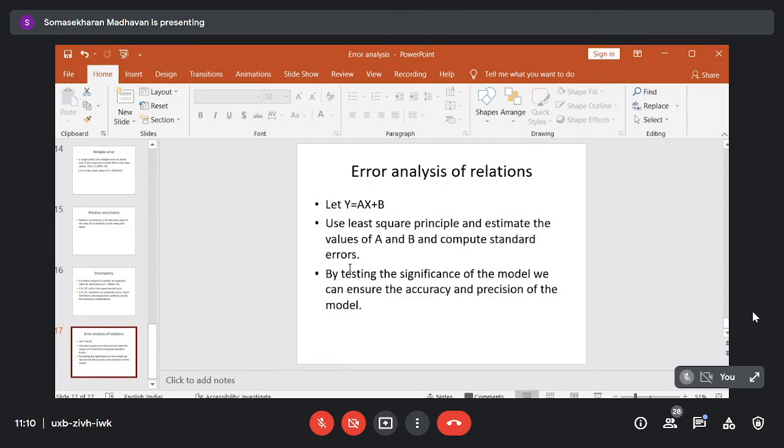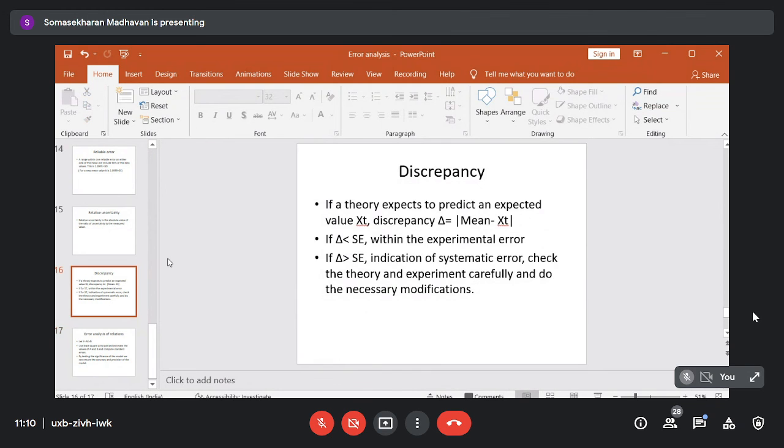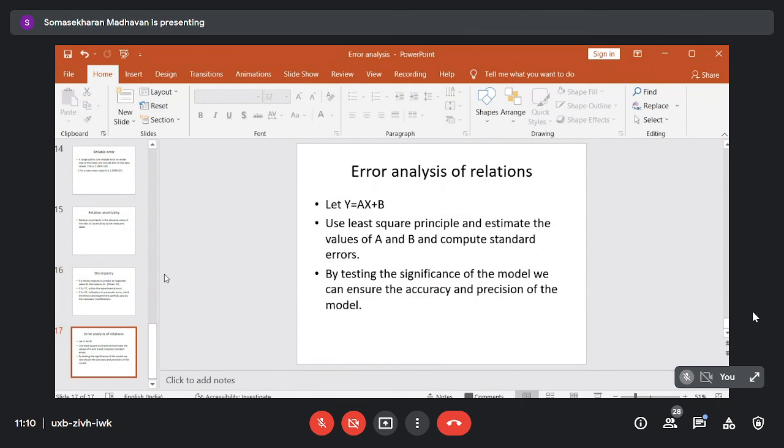In error analysis also, the standard error is very important. It is a measure of uncertainty. And then we make use of the results of the normal distribution, and we can interpret or analyze the error. These are the topics I had to discuss about error analysis.